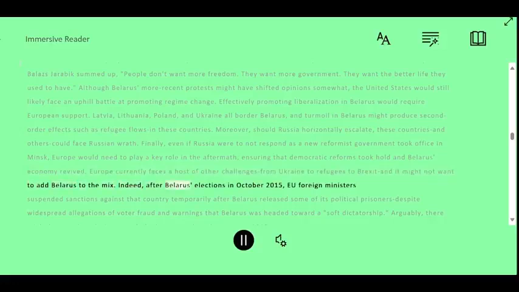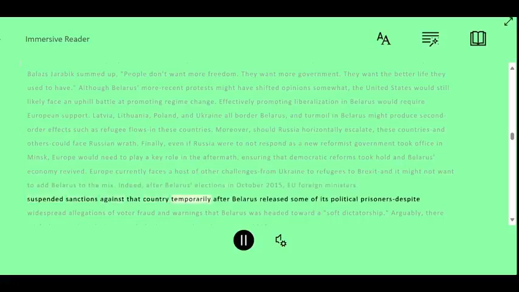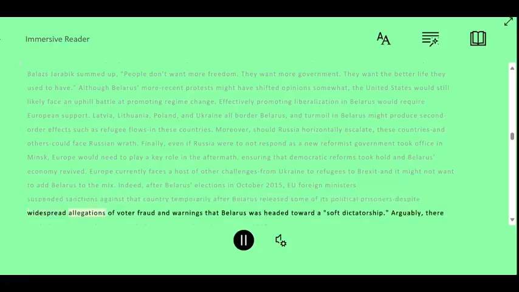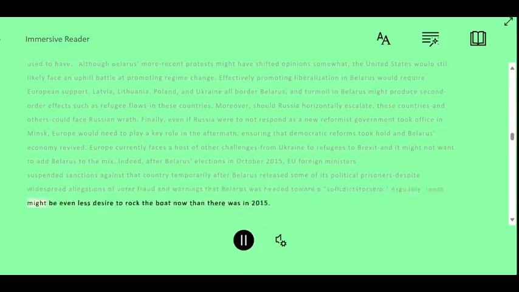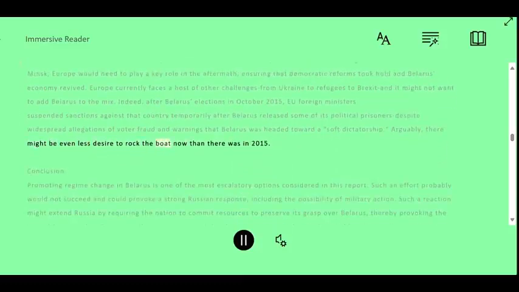Indeed, after Belarus elections in October 2015, EU foreign ministers suspended sanctions against that country temporarily after Belarus released some of its political prisoners, despite widespread allegations of voter fraud and warnings that Belarus was headed toward a soft dictatorship. Arguably, there might be even less desire to rock the boat now than there was in 2015.